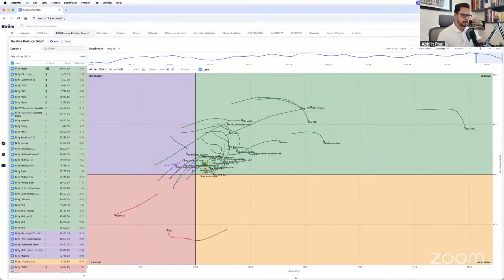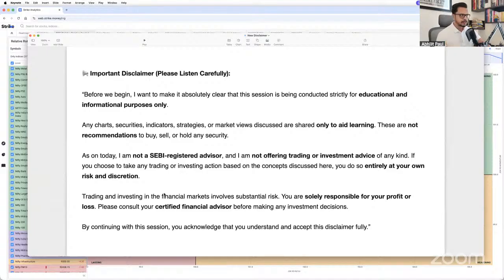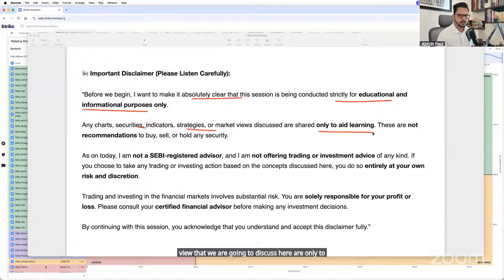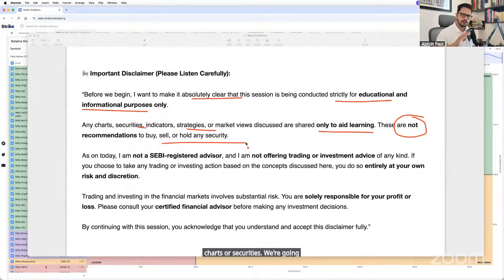Before I move on, it's important that I quickly run you through a basic, very important, mandatory disclaimer. Please listen to me very carefully. Before we begin, I want to make it absolutely clear that this session is being conducted strictly for educational and informational purposes only. Any charts, securities, indicators, strategies, or any kind of market view that we discuss here are only to aid our understanding and learning, and these are not recommendations to buy, sell, or hold any security. In fact, we are not even going to talk about any charts or securities. We are going to talk about sectors and the overall markets, the benchmark indices.